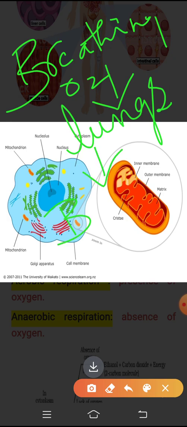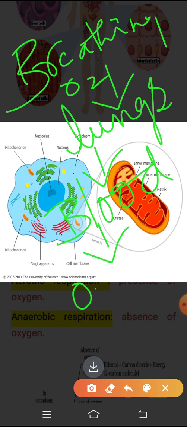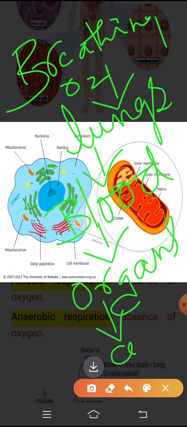The oxygen was exchanged between lungs and blood. Right? Now the oxygen present in the blood enters from the blood to the organ. From the organ it reaches the cells, where cellular respiration takes place. Inside the cells there are cell organelles. So where does cellular respiration take place? It takes place inside the mitochondria. As a result of cellular respiration, energy is released.